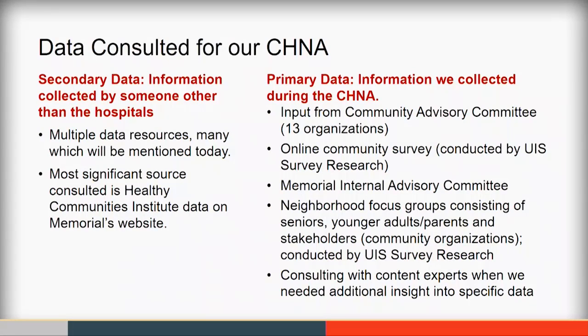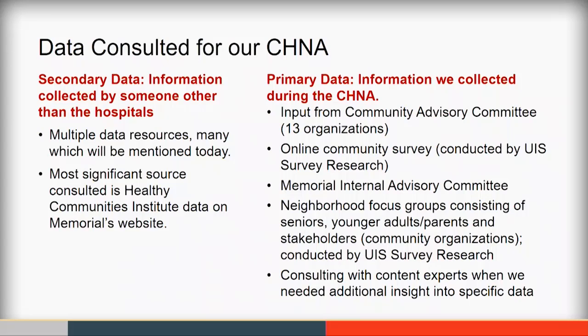And then we collected primary data. There was more information we needed to know. So we had a community advisory committee consisting of 13 organizations. Some of the people that participated in that committee are here today with us. We did an online survey conducted by UIS Survey Research. We took all of the outcomes and the recommendations from the community advisory committee back to an internal advisory committee, and we said, how does this line up with where the hospital is and where our strategic plan is going and these types of things.